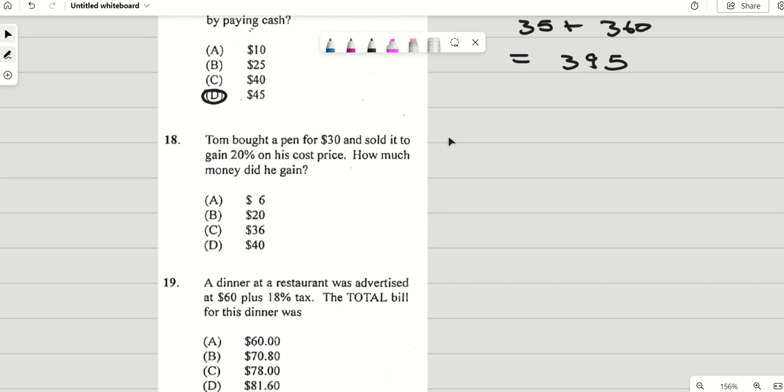Number 18. Tom bought a pen for $30 and sold it to gain 20% on his cost price. How much money did he gain? They're asking you how much money he gained, meaning they want 20%. What is the 20%? That's 20 over 100 multiplied by 30 over 1. He gained $6. So the cost of the pen would have been 36, but they didn't ask you the cost of the pen. They just asked you how much money did he gain, which is A.